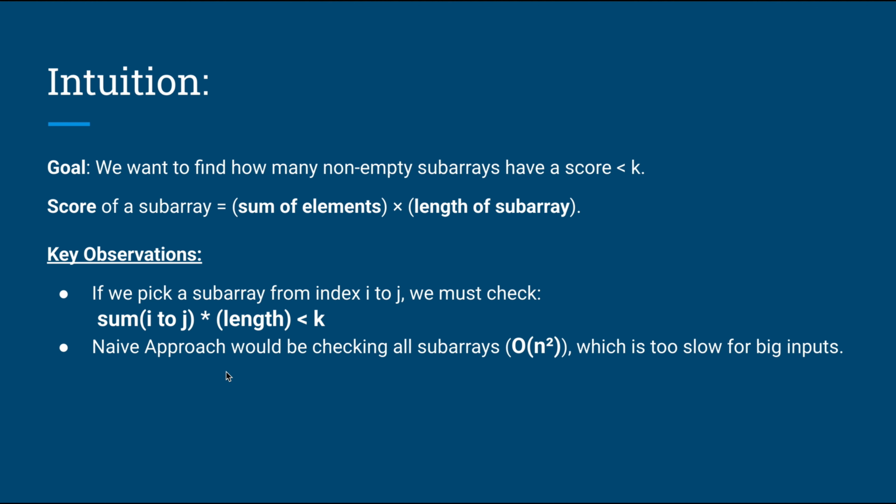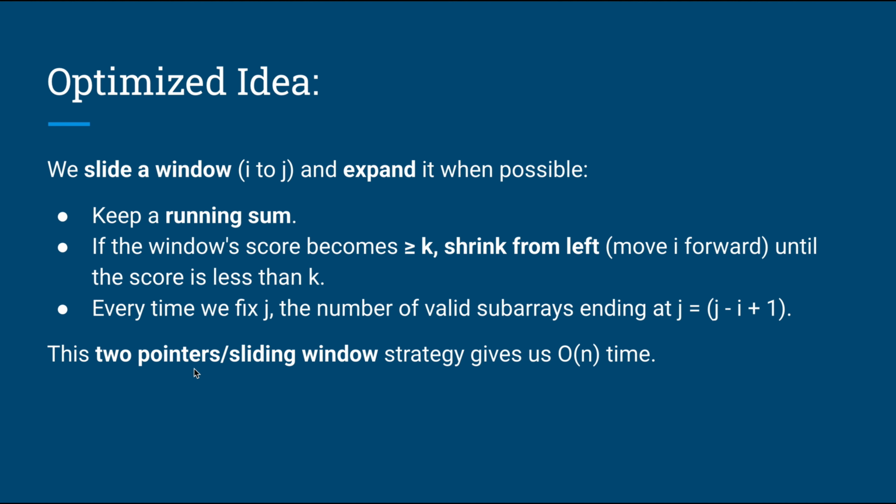What we do in the sliding window is expand the window by including elements. If the score becomes too large, we shrink from the left. For every position j, the number of valid subarrays is j minus i plus 1. If you are aware of the sliding window approach, that is what we will do. This will be the optimized idea, and we will slide a window from i to j.